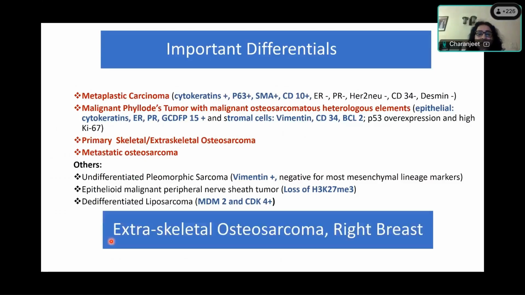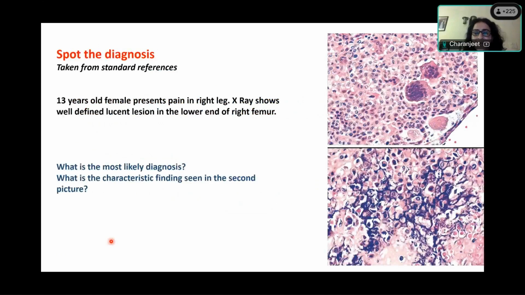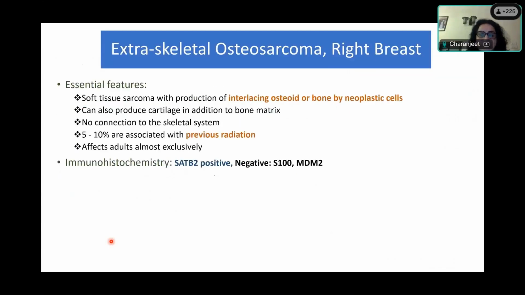So that is the diagnosis, because in this case the underlying bone was absolutely normal. There was no metastasis here. The patient was not a known case of osteosarcoma elsewhere. There was no carcinomatous component, so a diagnosis of primary osteosarcoma was made. Usually this is very rare, but 5 to 10% may be associated with previous radiation. Remember the marker for osteosarcoma, SATB2 is the marker.